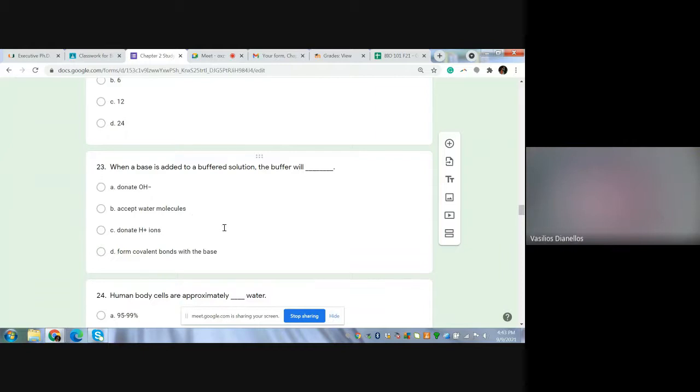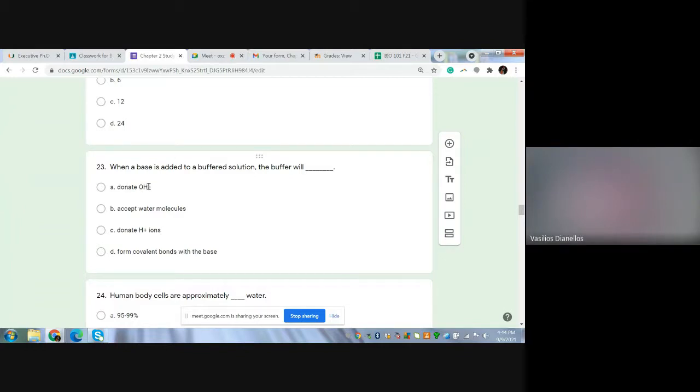Here's one that is definitely important. You need to know what happens when a base or an acid is added to a buffered solution. Because remember, a buffered solution resists the changes in pH. Therefore, a buffered solution is kind of going to do the opposite of what you do to it. So if you add a base to it, that means you are adding OH minus to the solution, right? So what's the buffer solution going to do that's the opposite of adding OH minus? It's not going to donate these OH minus, these hydroxide, because that's what the base is doing. So it's not going to add to the problem. It's going to do the opposite.